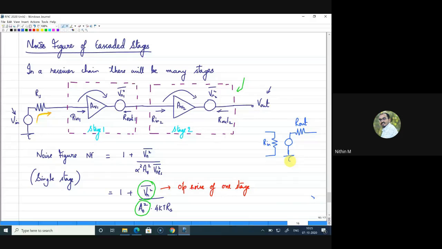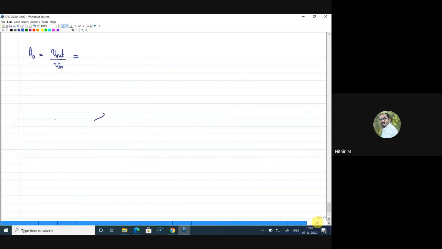Right. So we can see that the input voltage available here at the input will be attenuated by the combination of R in 1 and Rs. So I'll have an attenuation factor here, which is R in 1 divided by Rs plus R in 1. Secondly, from the first stage to the second stage, we have an input impedance of R in 2, and the output impedance here is R out 1. So there also we will have a similar attenuation of R in 2 divided by R out 1 plus R in 2. So by considering all those things, I can write A naught, the voltage gain V out by V in, as AV1 into AV2.